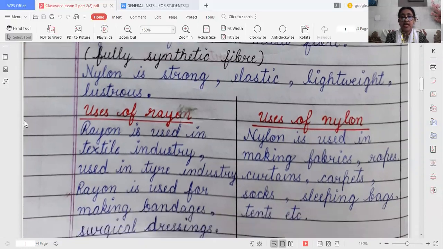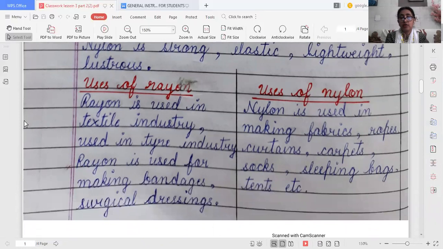Now here you can see there are a few uses of rayon. Rayon is used in textile industries, it is used in the tire industry also, and rayon is especially used in the medical field. How? By making bandages and surgical dresses. Now nylon. Nylon is used in most fields. Nylon is also used in textile industries. It's used in making fabrics, ropes, curtains, carpets, socks, sleeping bags, brushes, combs, and tooth bristles. So many things are there where nylon is used.